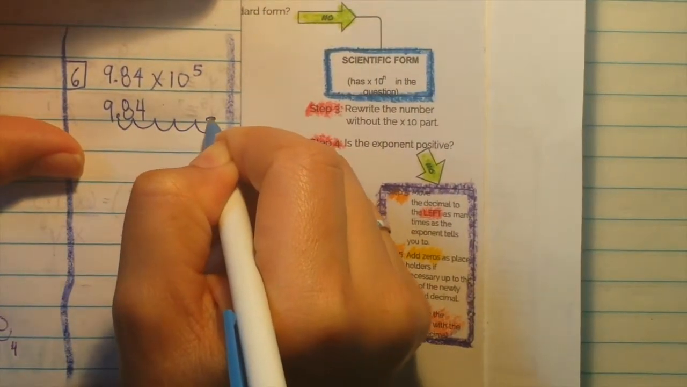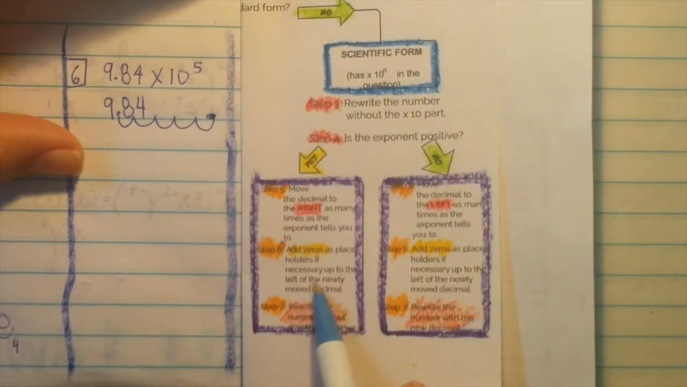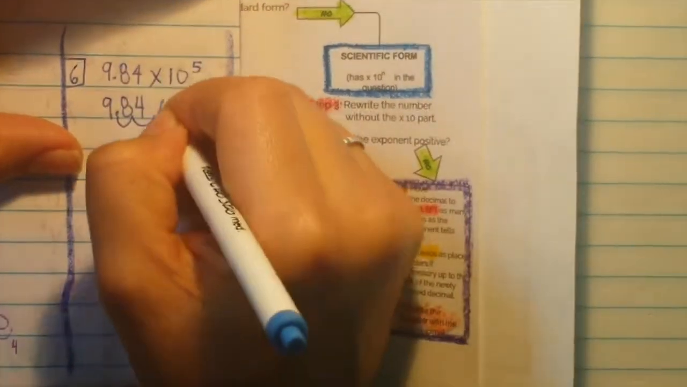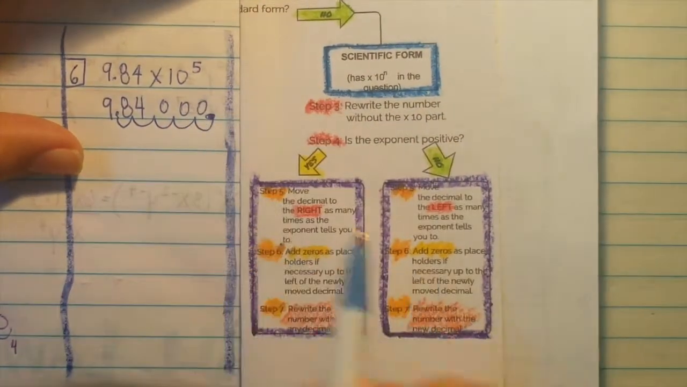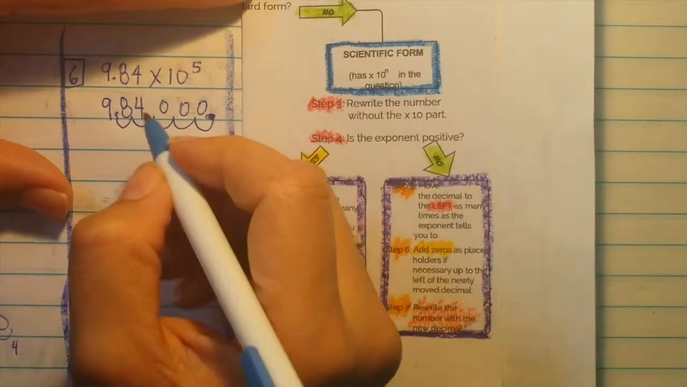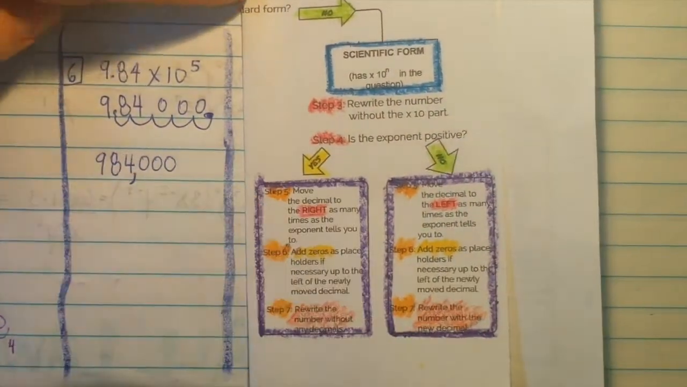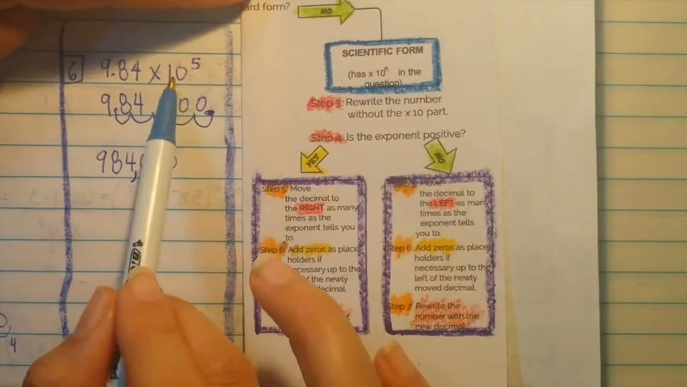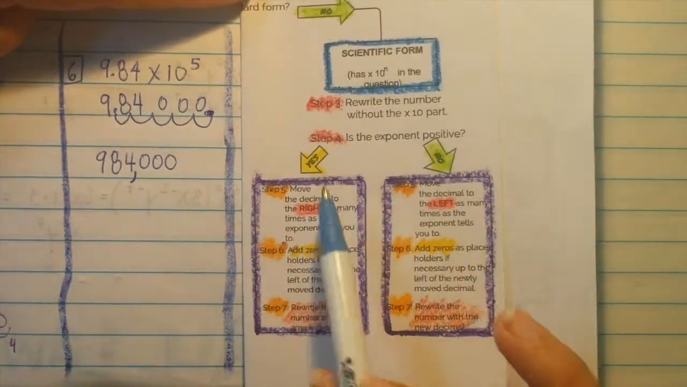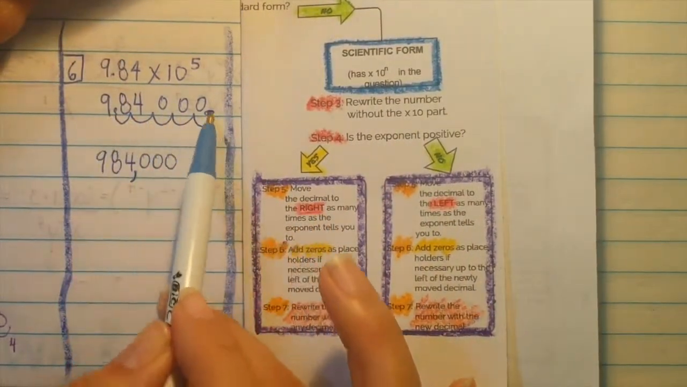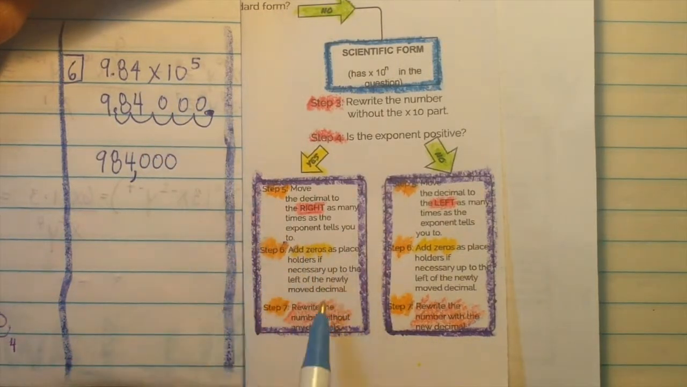So I'm going to count 5. Then put zeros as need be. So everything up to the decimal, go ahead and put zeros. 0, 0, 0. Perfect. Then just rewrite the number without the decimal. So it's going to be 9, 8, 4, and 3 zeros. And I'm just going to put a comma, just to tell you that's 984,000. And that's simply it. Okay, so this work is not difficult. Alright, take a look at another one, number 7.